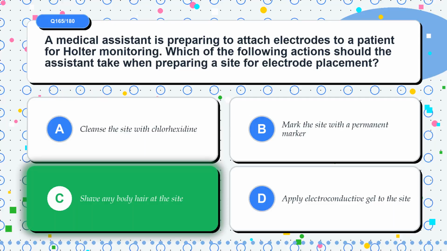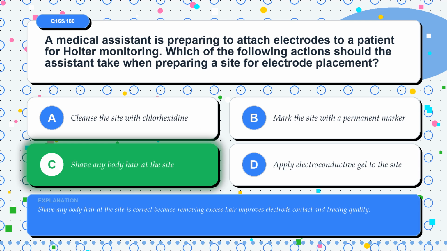The correct answer is option C. Shave any body hair at the site. Shave any body hair at the site is correct because removing excess hair improves electrode contact and tracing quality.